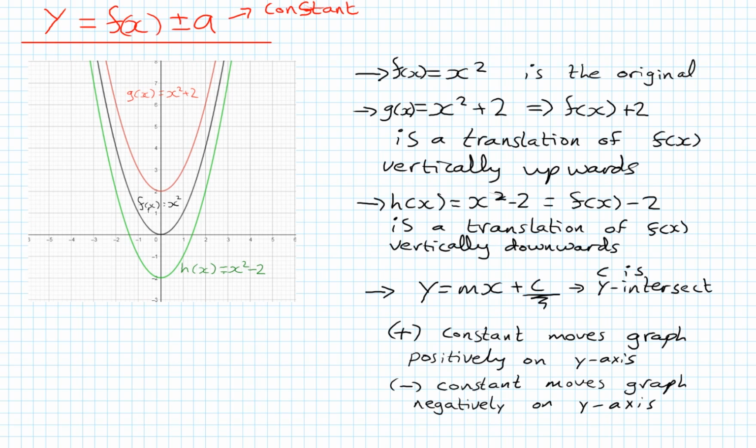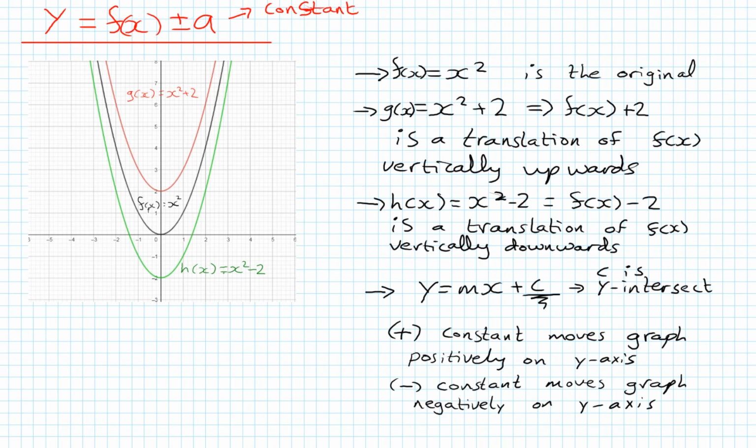What we can see about g of x, which is x squared plus 2, is that it actually is f of x plus 2. So it's just the original, f of x, with a positive constant. And then for h of x, it's f of x with a negative constant. So g of x is a translation of f of x vertically upwards, and h of x is a translation of f of x vertically downwards.